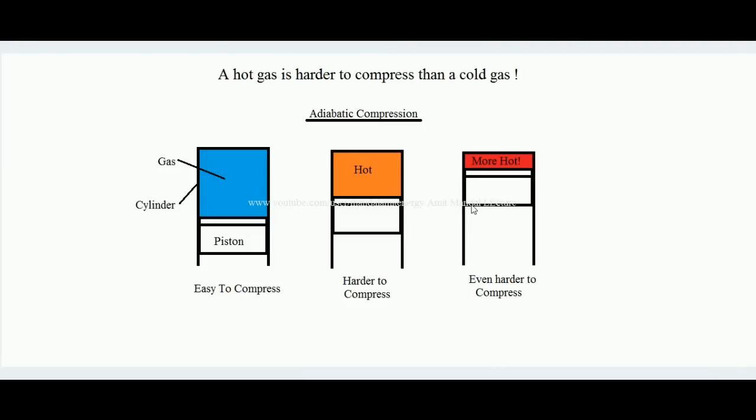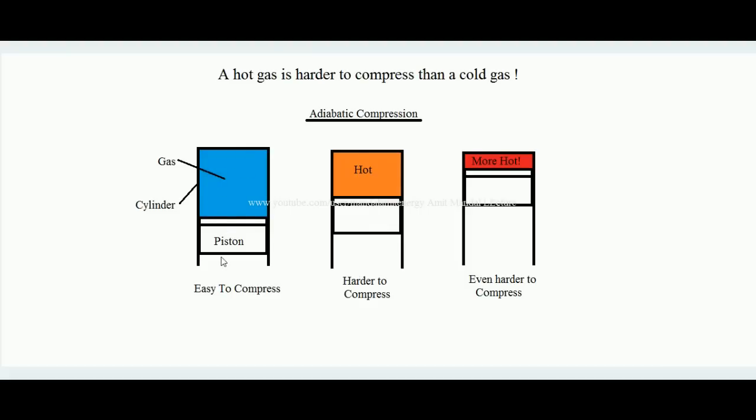Students, today we will learn what multi-stage compression is and why multi-stage compression is done, and I am taking the case of a multi-stage reciprocating compressor. So over here I am showing you an experiment. This is a piston cylinder system, and this cylinder is containing a gas.